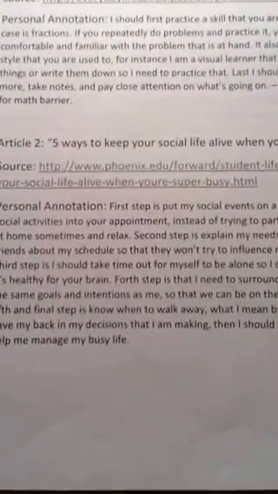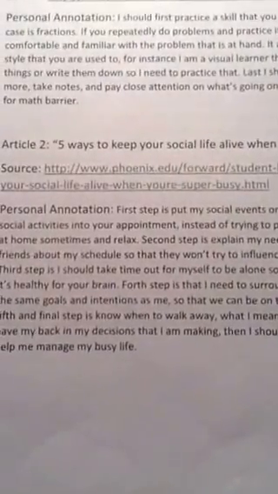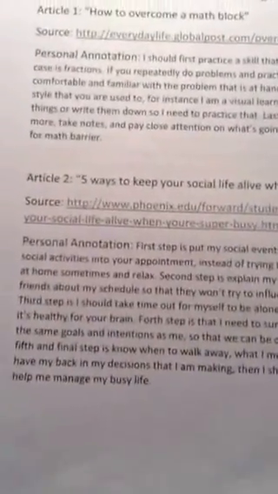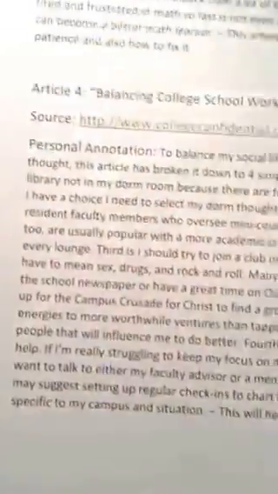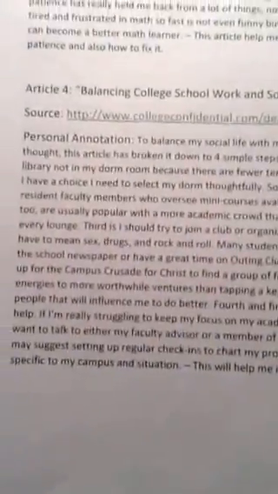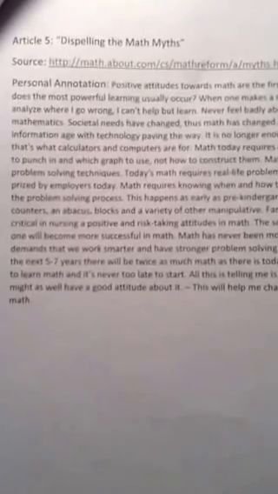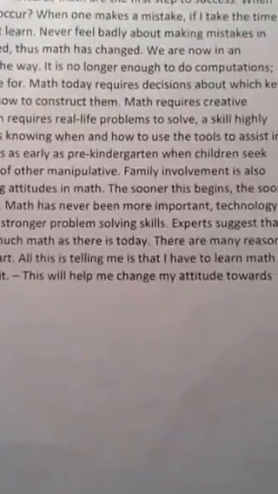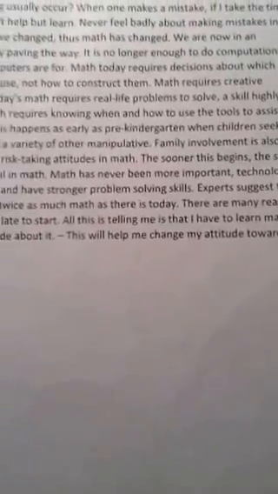And then under the personal annotation, they took the best information from each of the articles and placed it under there using I terms. That's what personal means. And so they did this back to back on one document until they got to 5 total articles. This one helped them with their attitude towards math.